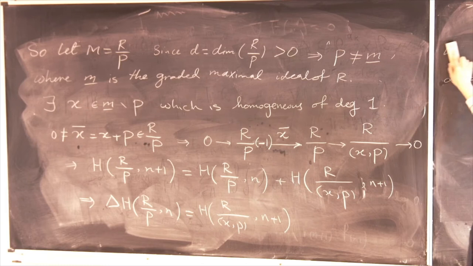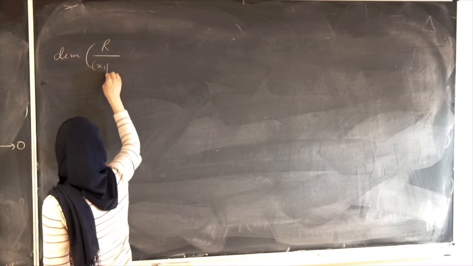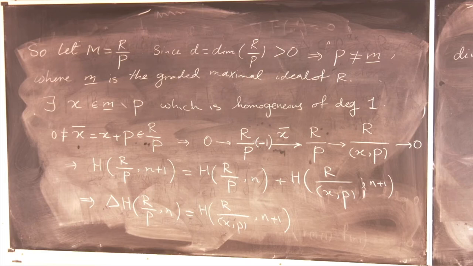So we know that the dimension of this ring is p minus 1. So by induction hypothesis, I can say that this function is of polynomial type of degree d minus 2, one less than this number.